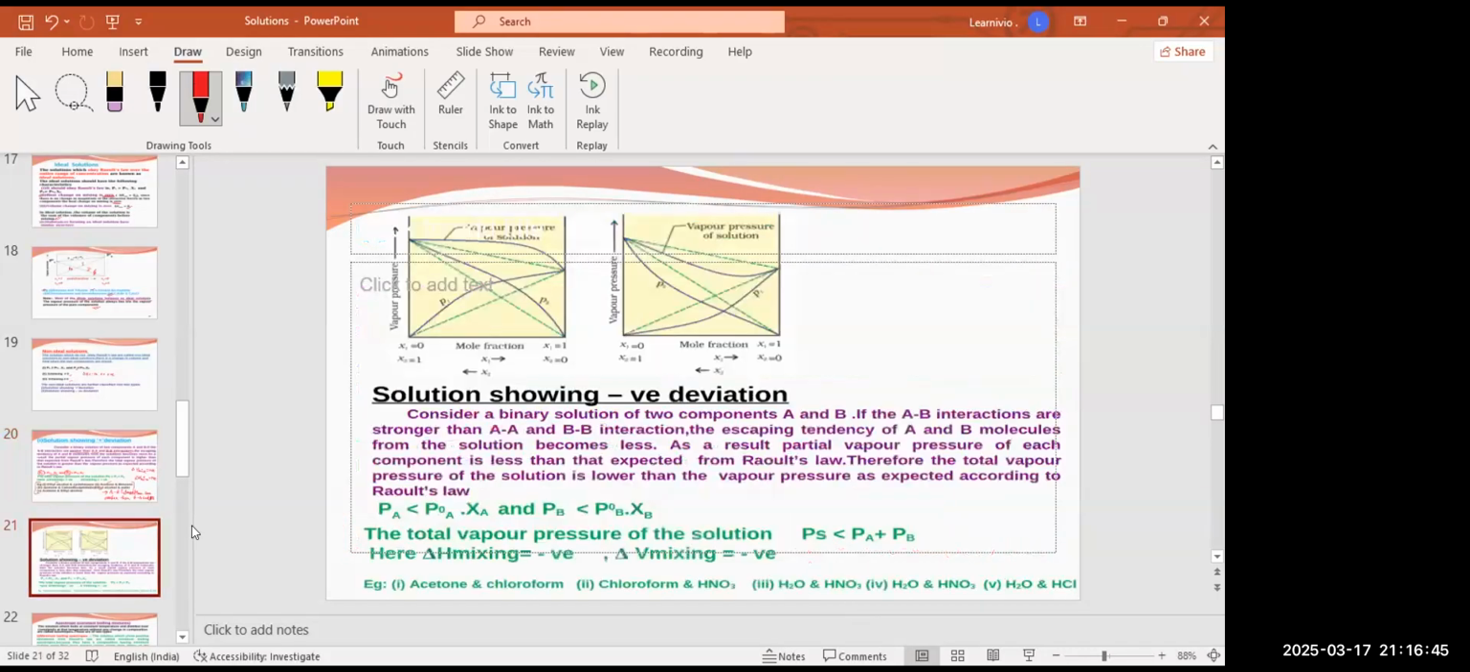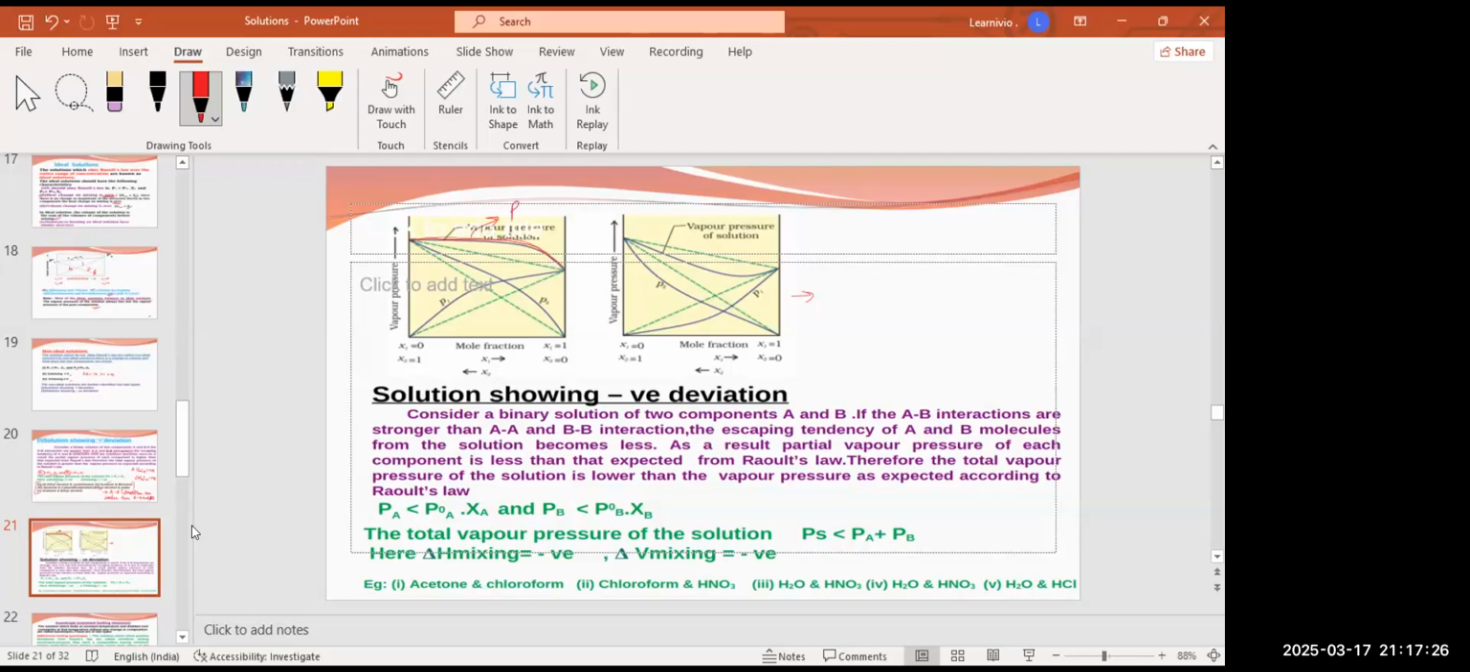Okay, now see the graph. So this is a graph. The first graph is for the solution having positive deviation, and this graph is for the solution which shows the negative deviation, right? So you can see that it doesn't obey the Raoult's law graph. So in the positive deviation, what happens? This curve goes above the ideal graph, right?